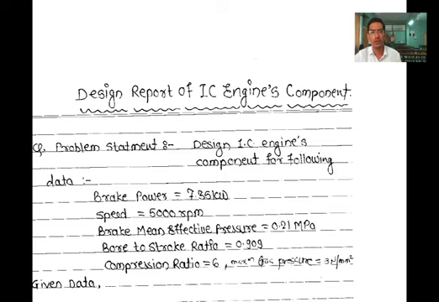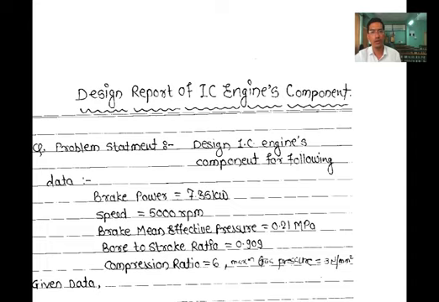As we know, the IC engine is a mechanical device which is used in the automobile industry as well as the agriculture industry. For the internal combustion engine, we have already discussed the different components. Now we are going to design those components by using standard methods as well as considering the properties of the material.